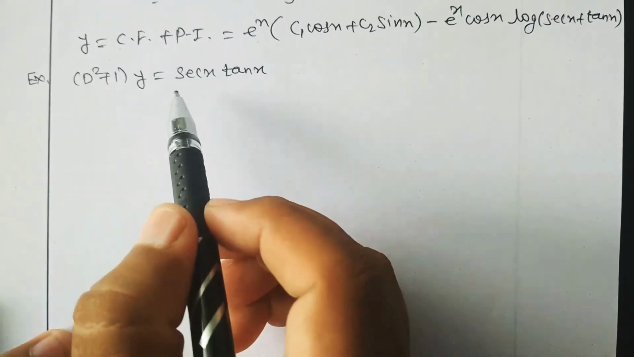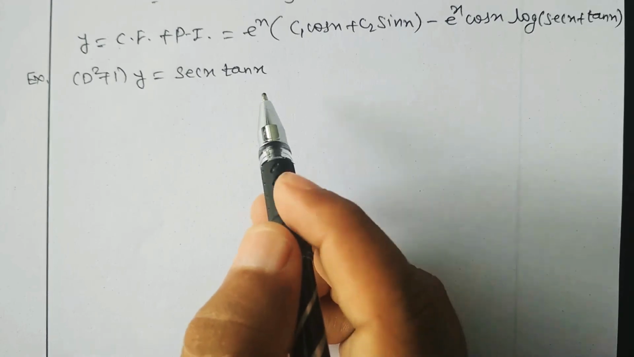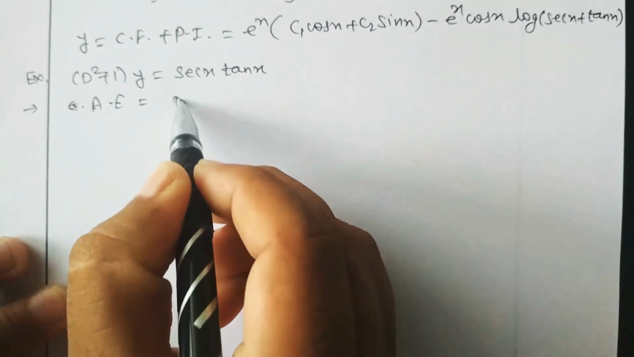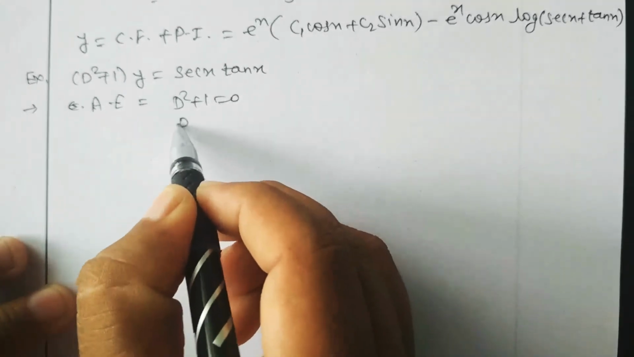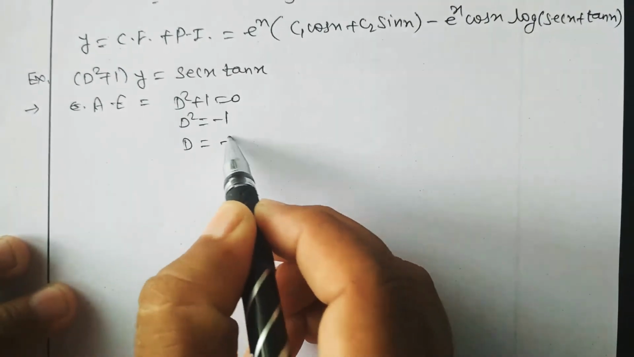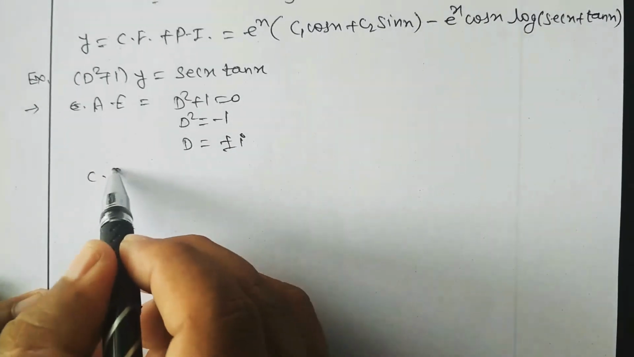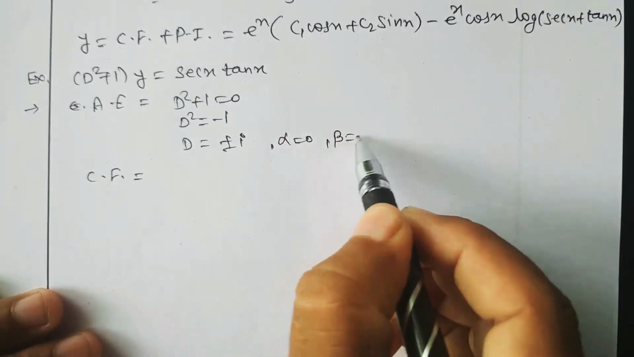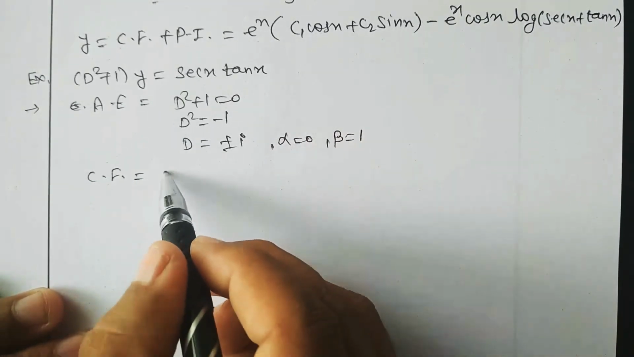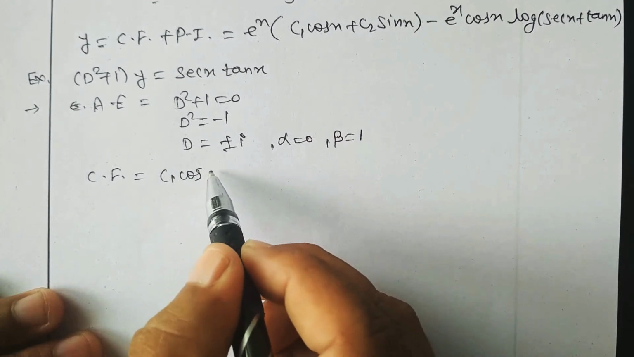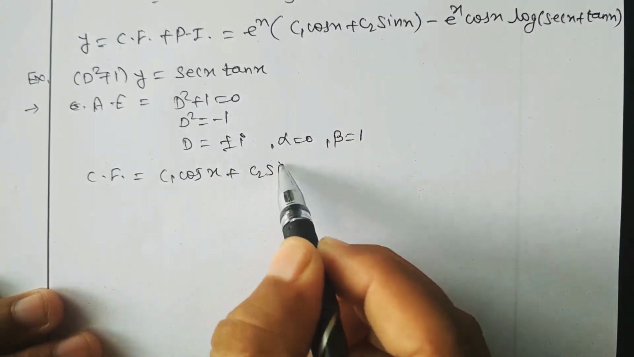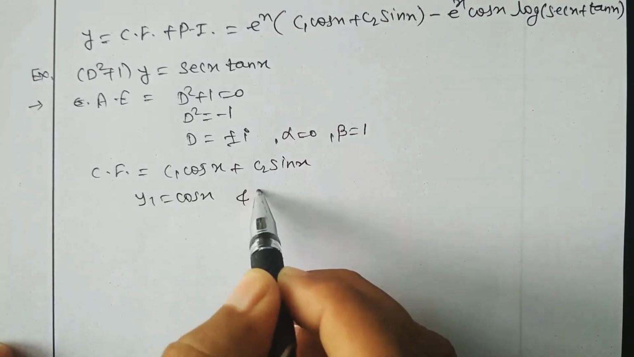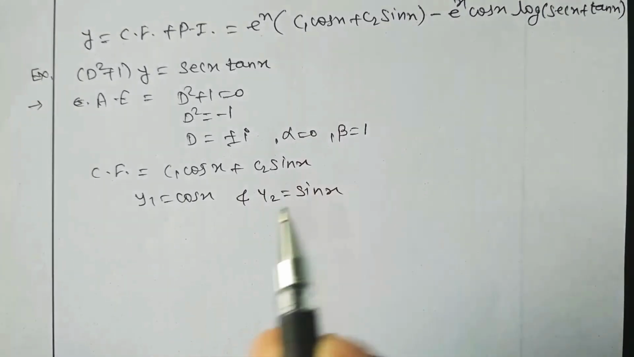D square plus 1 into y equals sec x into tan x. So for that, the auxiliary equation is d square plus 1 equals 0. So d square equals minus 1, d equals plus minus i. So CF is e raised to 0x, because the value of alpha is 0 and beta is equal to 1 here. So e raised to 0x, that is 1, into C1 cos of beta x, beta is 1, x, plus C2 sin of x. So here the value of y1 is cos x and the value of y2 is sin x.